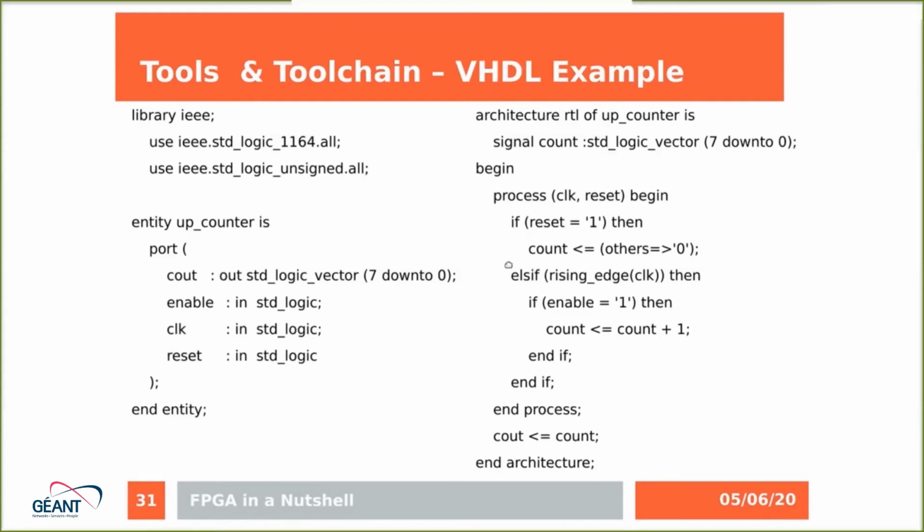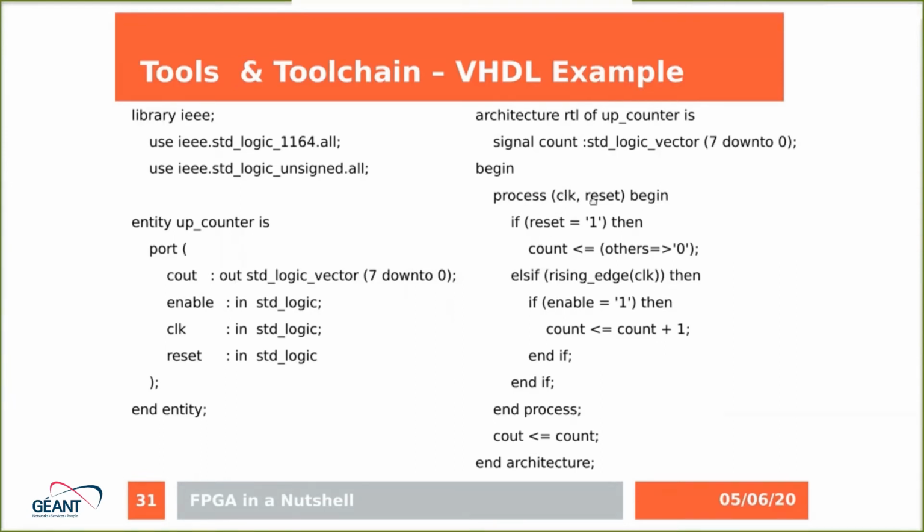After that, we have to define the architecture itself. So there is an architecture block. We will write architecture RTL of up counter is. We will define the internal cout signal, which is 8-bit wide, and then we will write a process which is run on the clock signal and the reset signal.